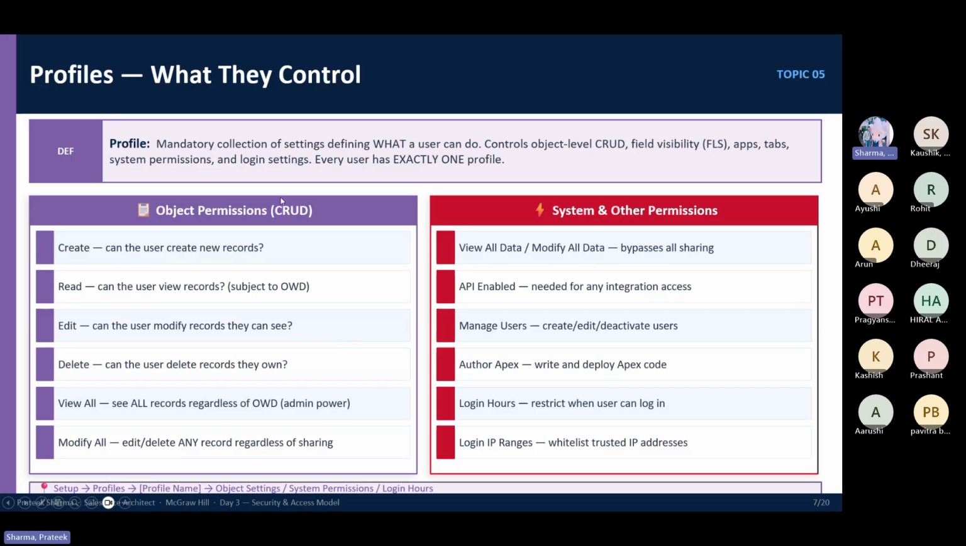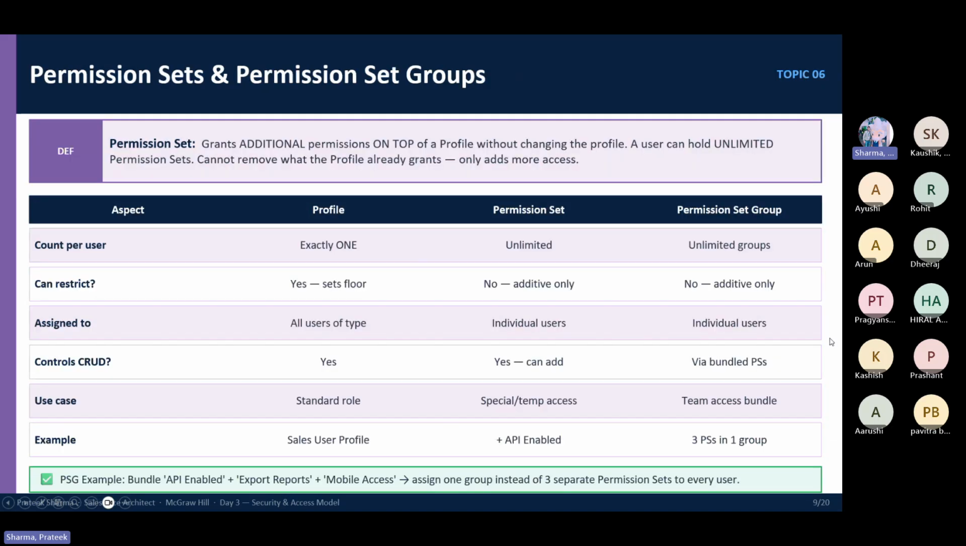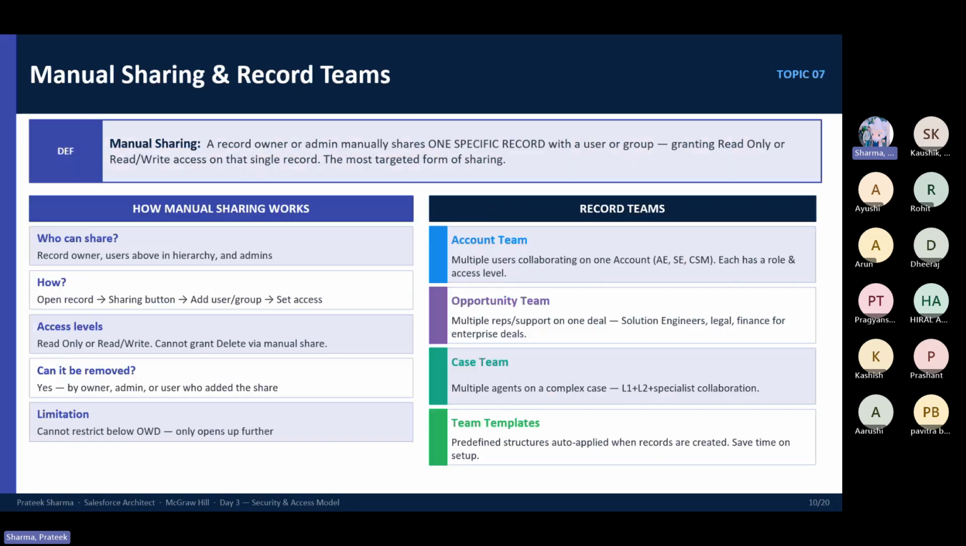So we already discussed profile, right? By using profile, we can manage object CRUD permission and field level security. Permission set, permission set group we discussed, and manual sharing. Manual sharing: a record owner or admin manually shares one specific record with a user or group of users, granting read only or read write access on that single record. The most targeted form of sharing, right?